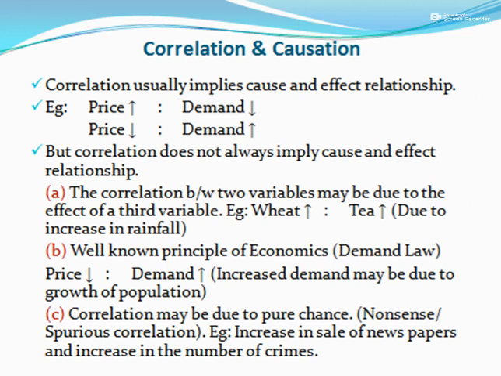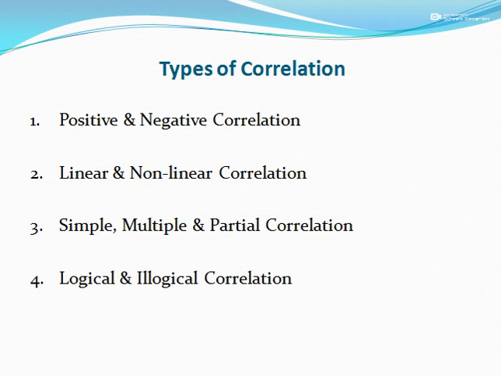Thirdly, sometimes correlation may be due to pure chance. For example, if the figures of sale of newspapers and number of crimes are mathematically related, can we conclude both are correlated? No, it is illogical. It is nonsense. Here correlation occurs due to pure chance. Okay. These are the few situations where correlation does not imply cause and effect relationship. The important point which you have to note is, while establishing correlation between two variables, they must be related both mathematically and logically. Now, let us see what are the different types of correlation.